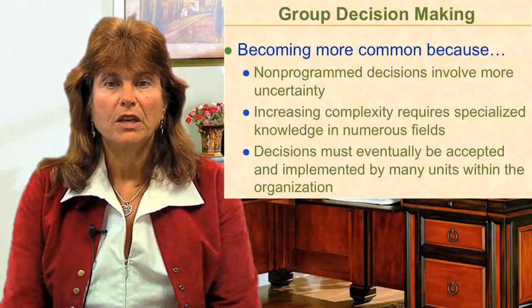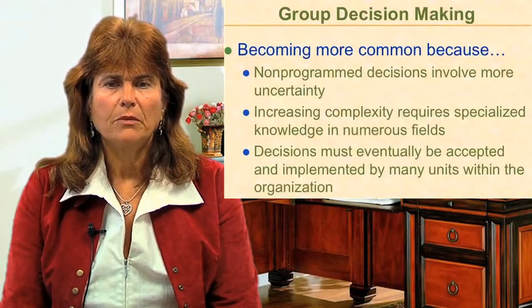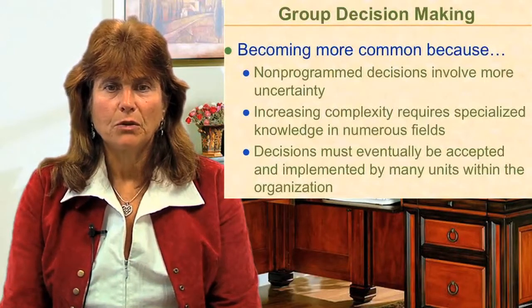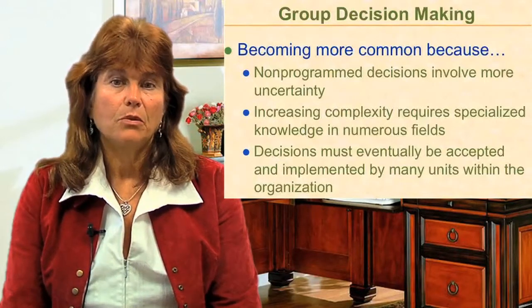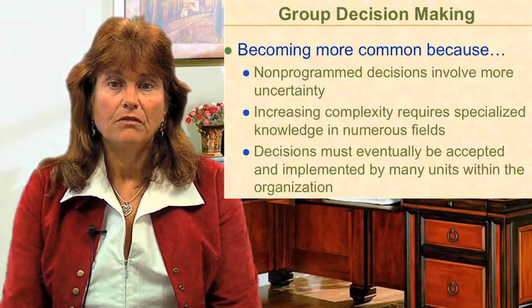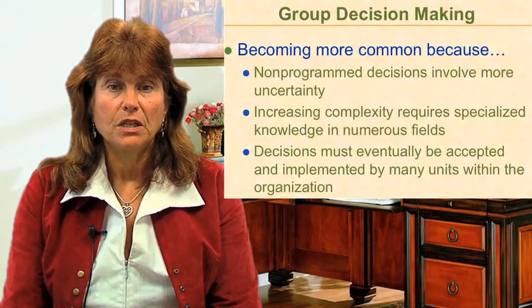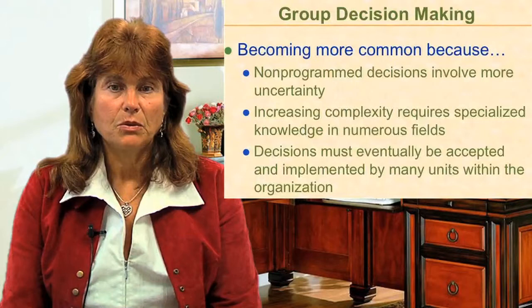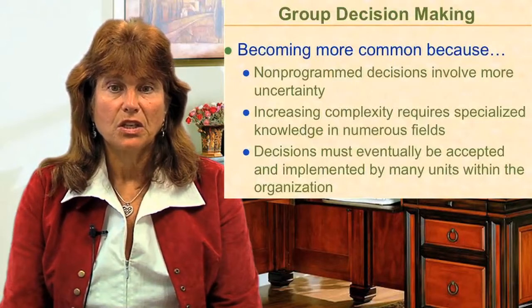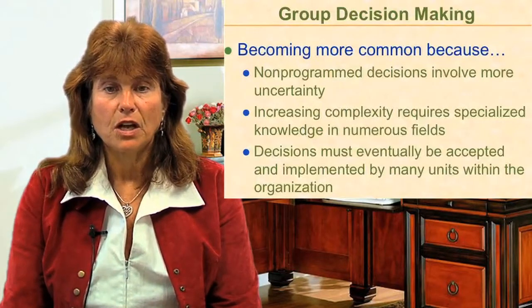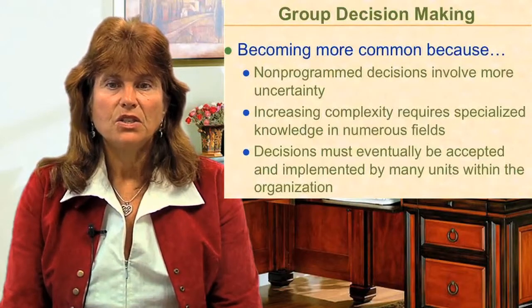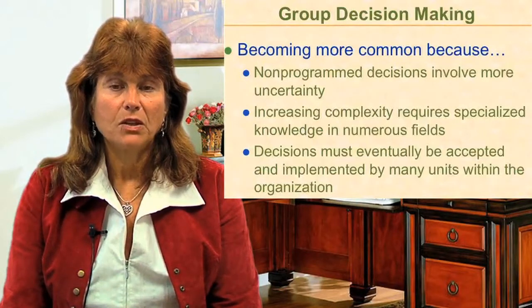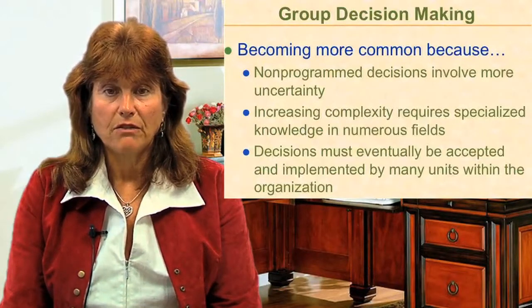Moving on, we've been talking a little bit about individual decision making. We're going to look a little bit more at group decision making. This is becoming more common because more organizations are working in groups and teams. We have non-program decisions involving more uncertainty. There's more complexity, which requires more specialization in the knowledge, so it requires some of the knowledge of the team members. And decisions eventually have to be accepted by many units within the organization, so it helps to have group members on board.